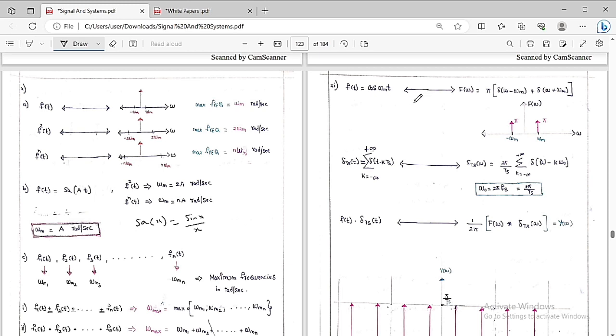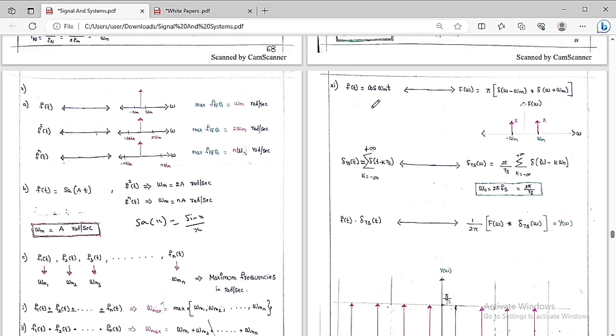For this, what is the Fourier transform? F of omega is equal to pi into delta of omega minus omega m plus delta of omega plus omega m. I've already told you this one, right? For f of t equal to cos omega naught t, the Fourier transform is pi into delta of omega minus omega naught plus delta of omega plus omega naught. Here, in place of omega naught, I have replaced omega naught by omega m. If it is sine, you divide by j and replace plus by minus.